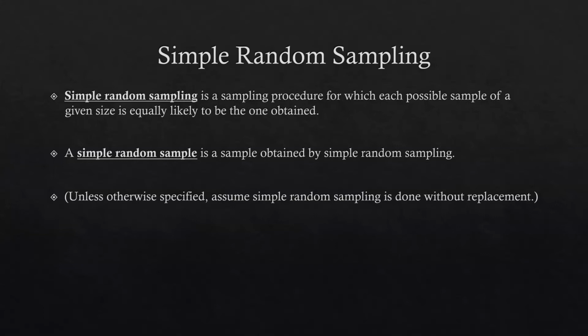Now, one thing I want to stress with simple random sample is this right here. Unless it says replacement is used, you want to assume that everything is done without replacement. I can't stress that enough. That's one of the most missed parts of simple random sampling that I see on a semesterly basis. Assume that it's done without replacement unless specified. Without replacement.